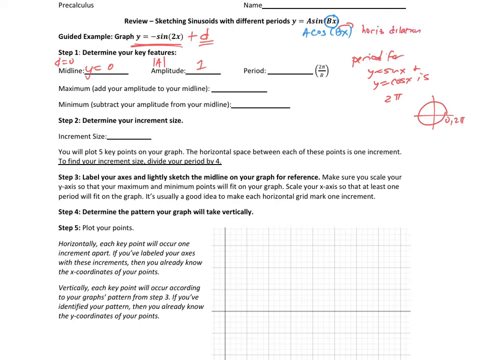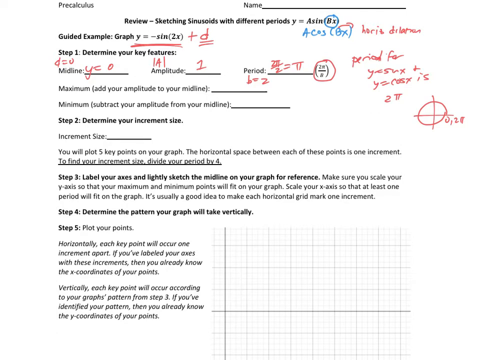We can find the new period by taking the period of the parent function, 2 pi, and dividing it by b. I usually use lowercase b, but these notes use uppercase B. In this particular function, B is equal to 2. So our period is going to be 2 pi over 2, and then always simplify. This will be pi. So we have a period of pi.